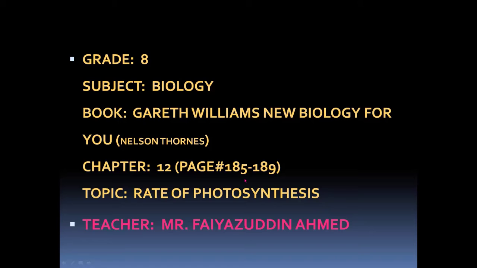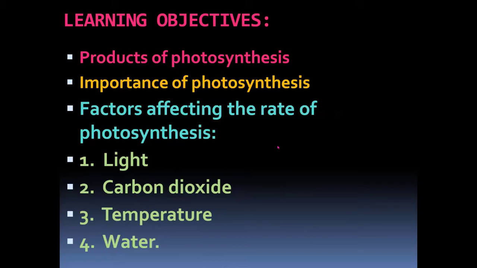The page numbers 185 to 189 were covered, and the topic was the factors affecting rate of photosynthesis. The topics covered were the products of photosynthesis, the importance of photosynthesis, factors affecting the rate of photosynthesis, like light, carbon dioxide, and temperature in water.